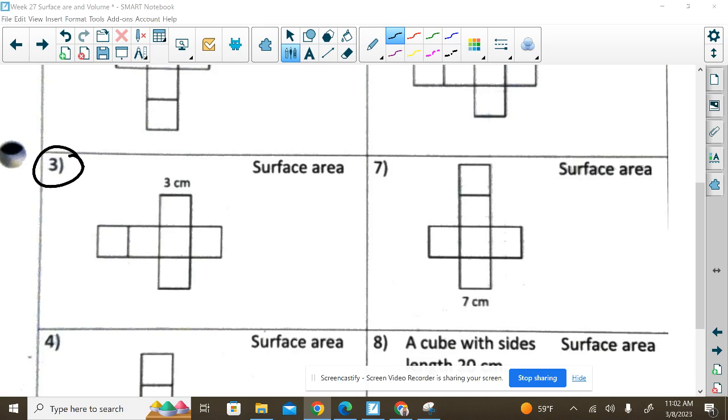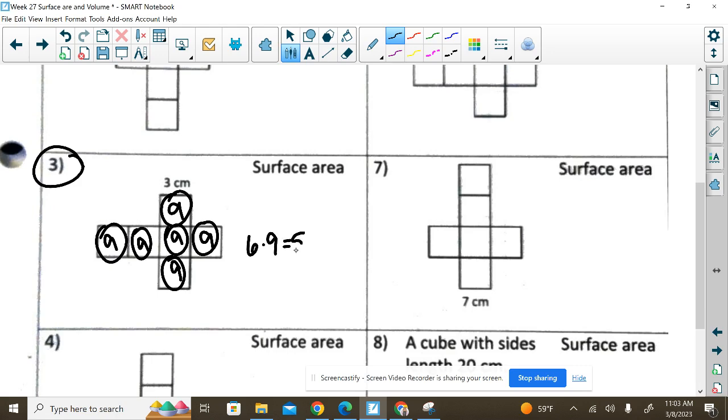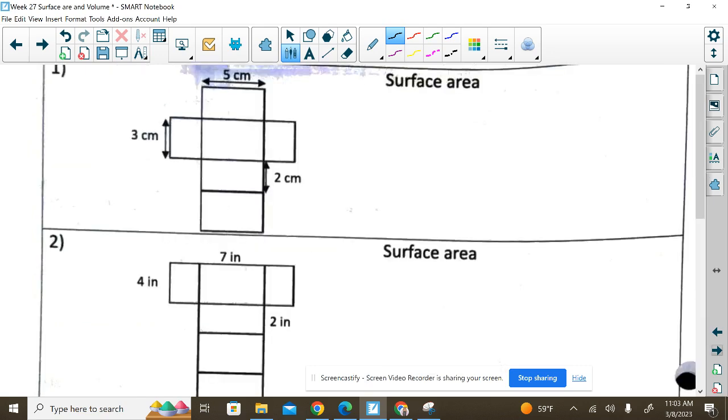Alright, so you should have found out that each square has an area of 9, which means I have 6 9s. So 6 times 9 is 54 centimeters squared. Okay, cubes are not that difficult, so we're going to move on from your cubes, but that's how you do your cubes. All right, turn to the next page.